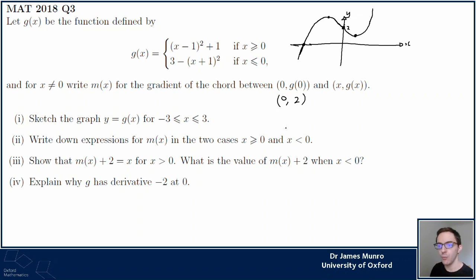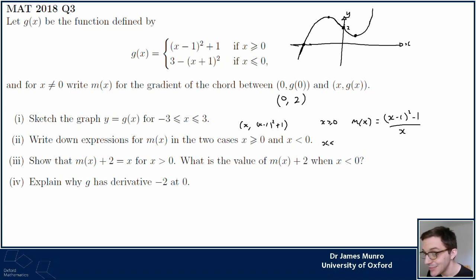Okay. When x is positive, we're asked to find m of x in the case when x is positive. So I need to find the gradient of the chord between 0, 2 and x, x minus 1 squared plus 1, because that's g of x when x is positive. Okay, I know how to find the gradient of a chord. I'm supposed to write down the difference in y values divided by the difference in x values. For x bigger than or equal to 0, I'm going to have m of x is equal to x minus 1 squared minus 1, that's the difference in the y values, divided by the difference in the x values, which is x.